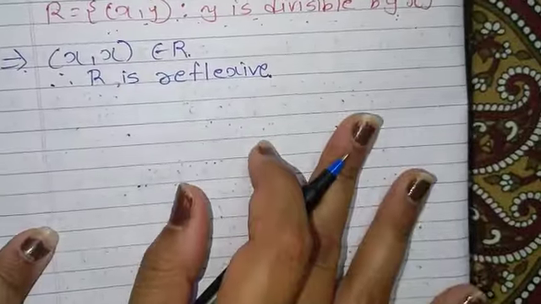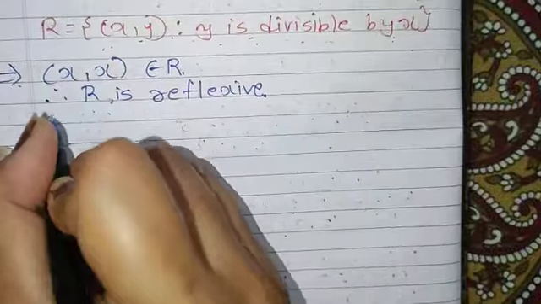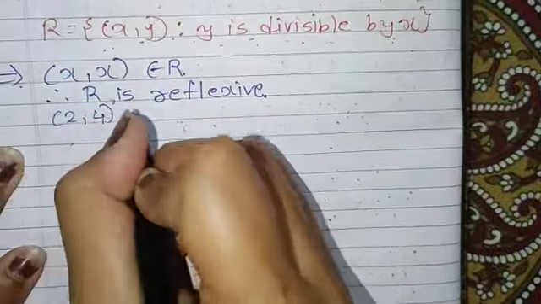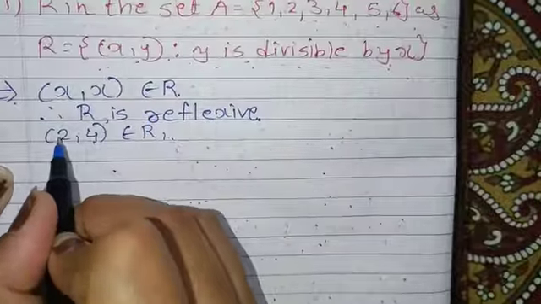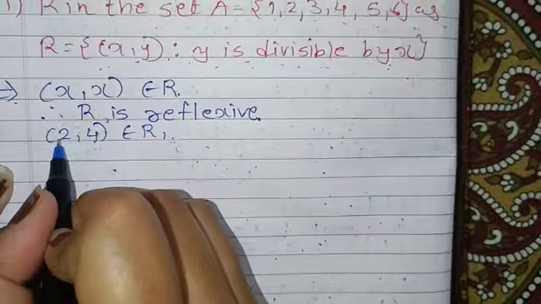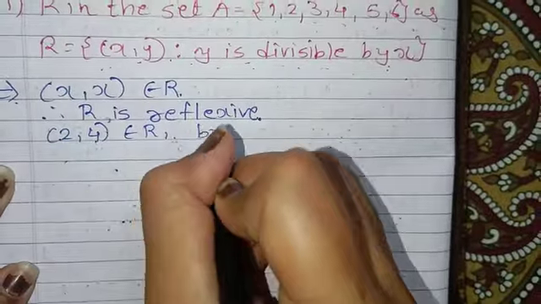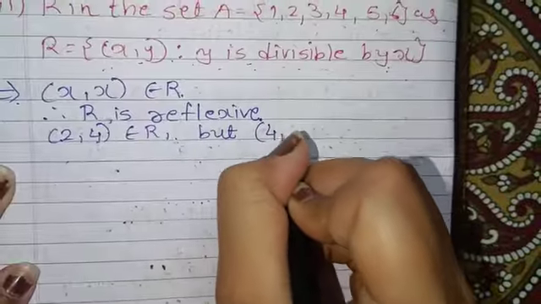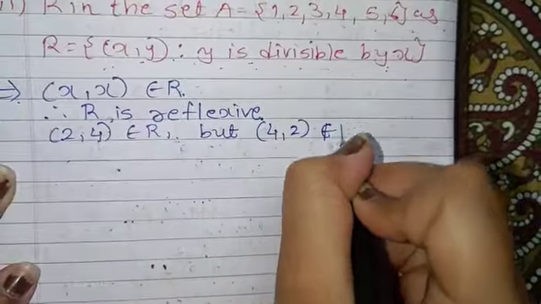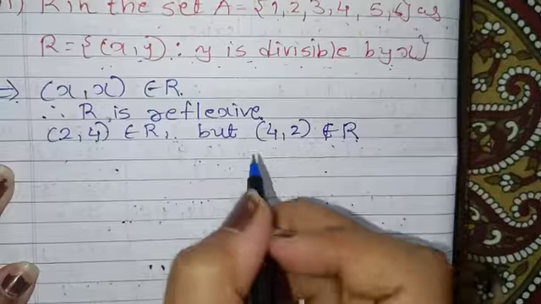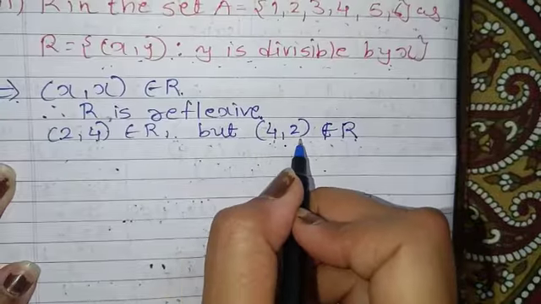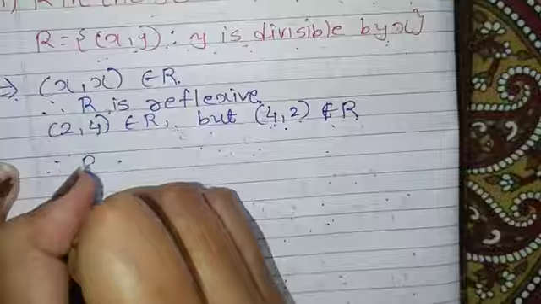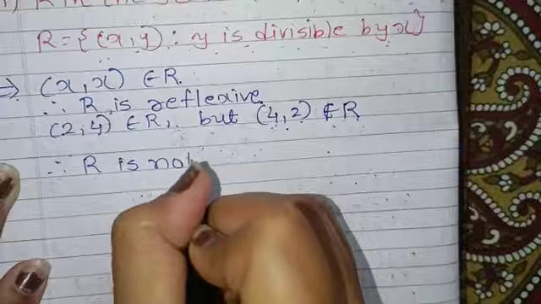Now (2, 4) belongs to R as 4 is divisible by 2, but (4, 2) does not belong to R because 2 is not divisible by 4. Therefore, R is not symmetric.